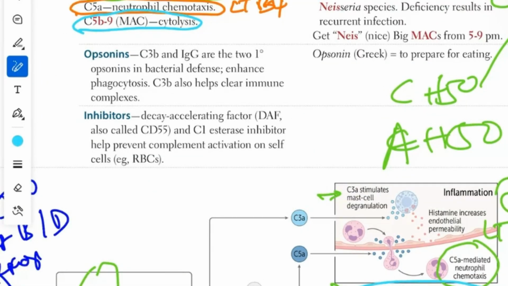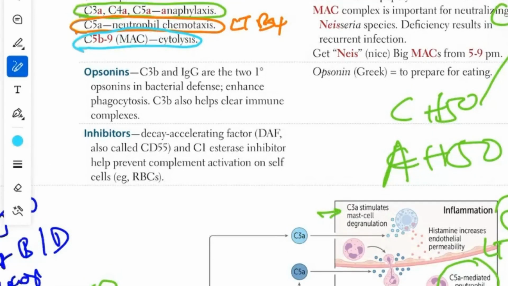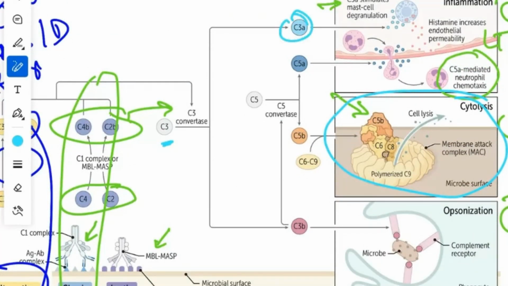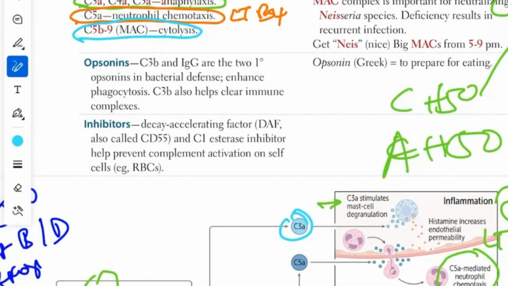And then C3B. C3 breaks down to C3A and C3B, and one of the main functions of C3B is opsonization. Remember we talked of immunoglobulins carrying out opsonization. IgG and C3B are the two main opsonins in the body. Another function of C3B is to help clear immune complexes, that's antigen antibody complexes.